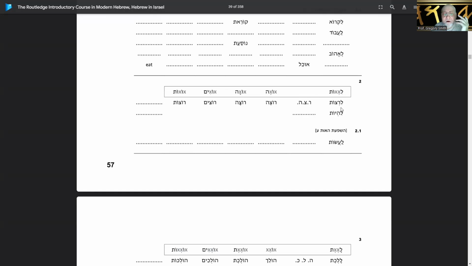So we've got lir'ot. We've got rotse. So it'd be like he. This ratzah.